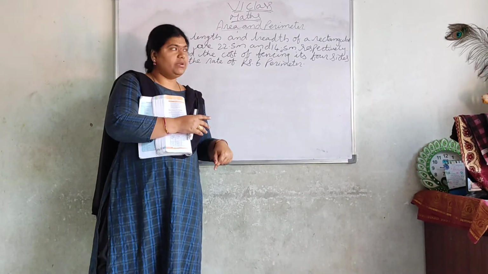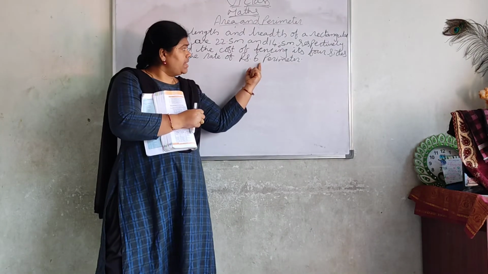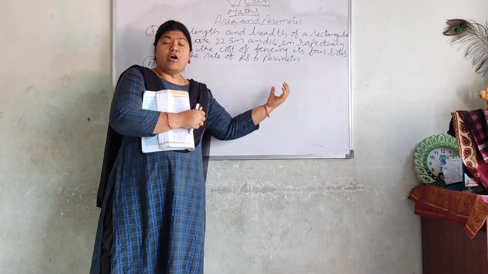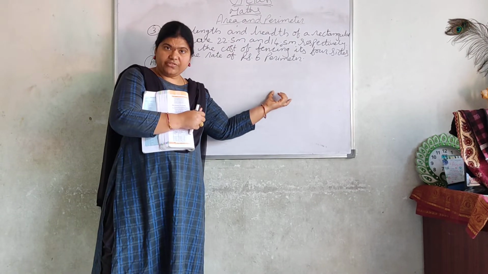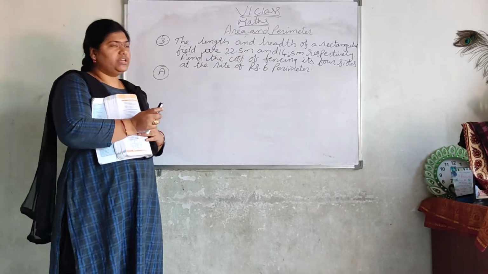After finding the perimeter, what is given here in meters? 1 meter is equal to 6 rupees, which means we have to find the perimeter of that rectangular field and the cost of that. Okay, now shall we start the problem?